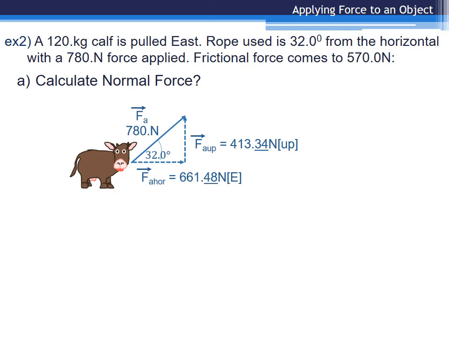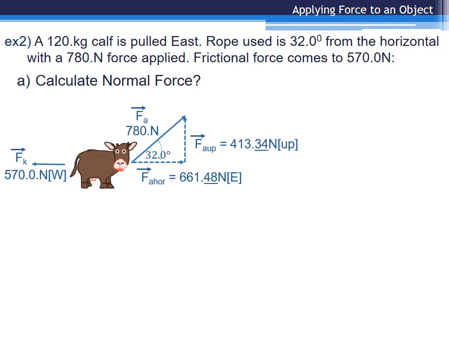413.34 newtons up. I'm told the frictional force comes to 570 newtons. Since the calf is going east, friction always works in the opposite direction of the object, so that means the frictional force Fk is going to be 570 newtons west.